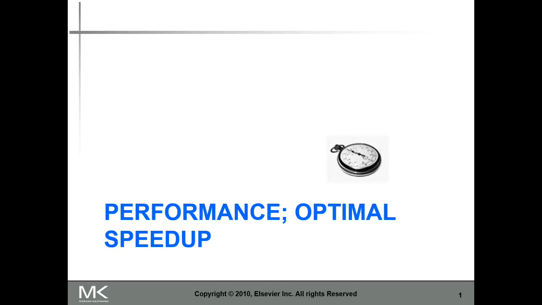In this video, we'll demonstrate how to compute the optimal or maximum speedup that can be obtained given characteristics of the programs that we're developing and the number of processors that we're using.